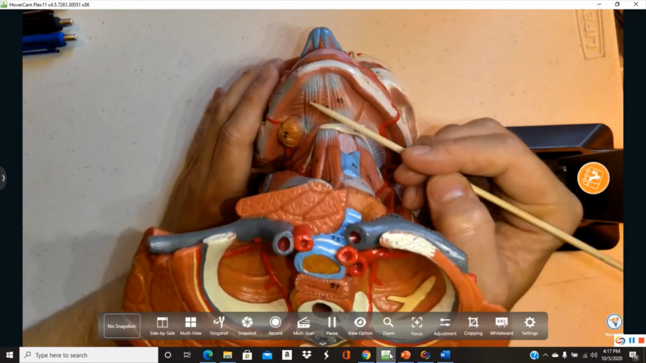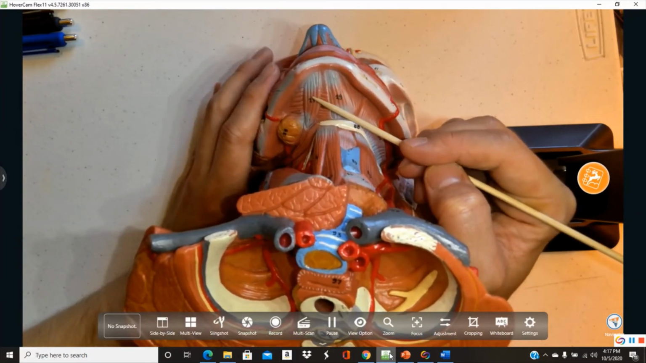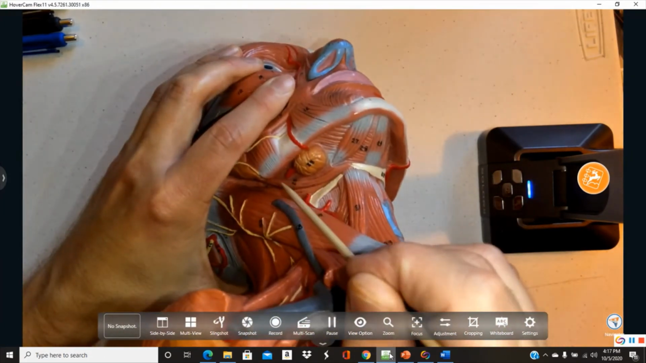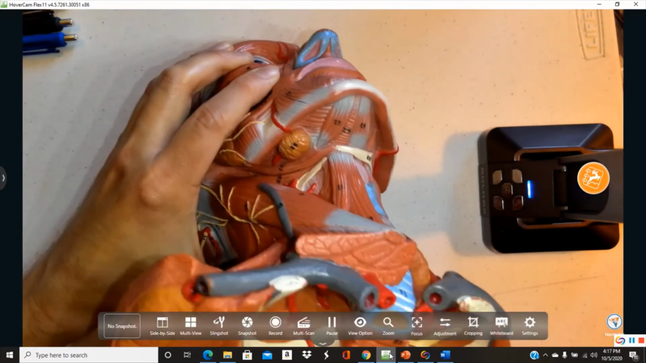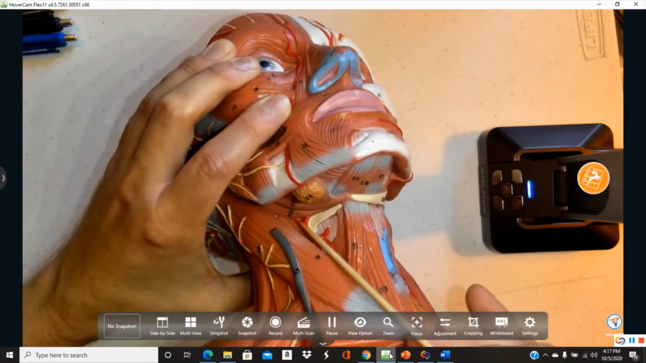Digastric, here is part of it here. This is one of its muscle bellies. Digastric has two bellies here and up in here. Okay. Up in the neck here. Digastric has two bellies. Digastric.